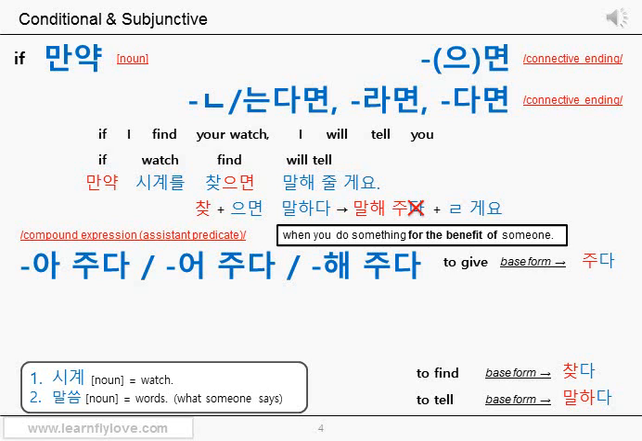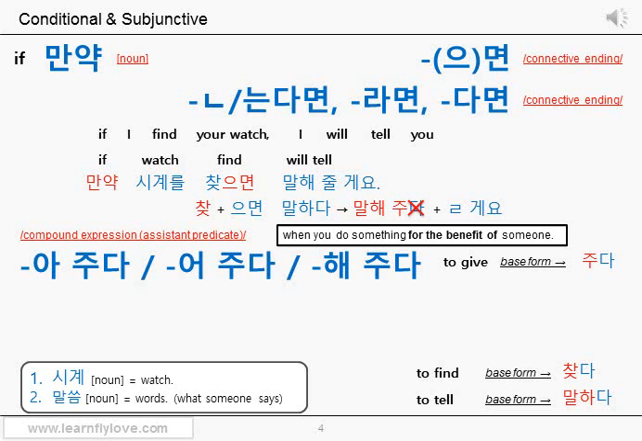Therefore, you can use the final ending 을게요. So you take out the 다 sound from 말해주다 and use only the stem of the assistant predicate, 주다. 말해주 plus final ㄹ consonant and 게요. 말해줄게요. Will tell for the benefit of you.